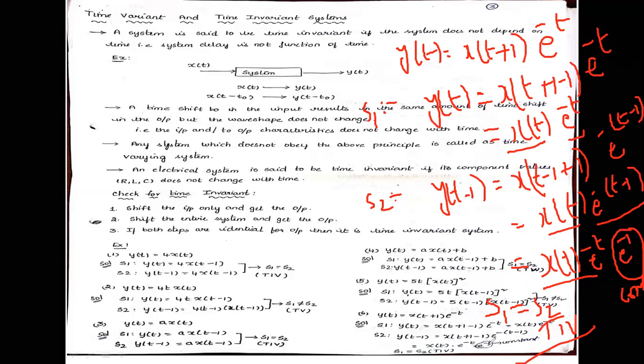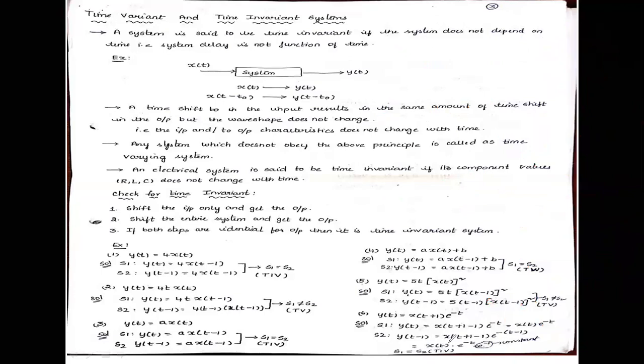See, the e power minus 1 is a constant, they are saying. And when comparing here, the function is x of t e power minus t and x of t e power minus t. There is no delay that occurs. So x1 and x2, the step 2 functions, are both equal. Then we can say that it is a time invariant system. Understood, my students? So there are some examples of the time variant and the time invariant functions.